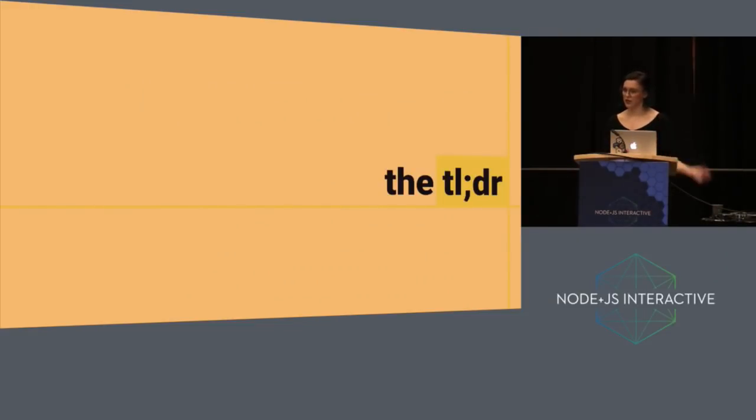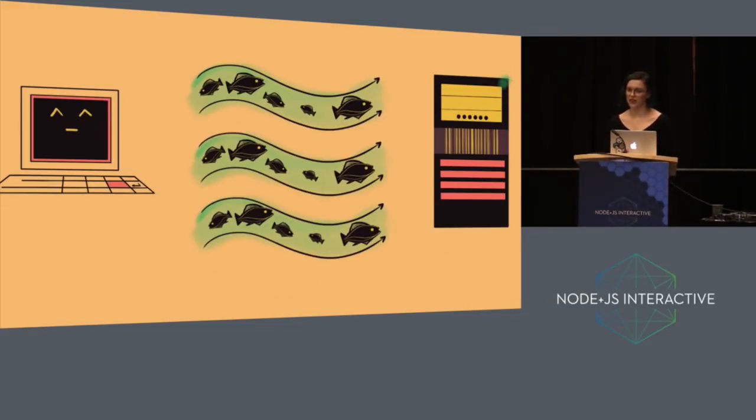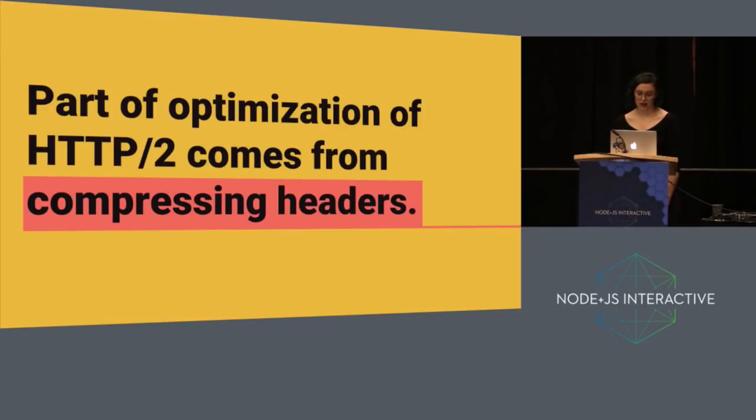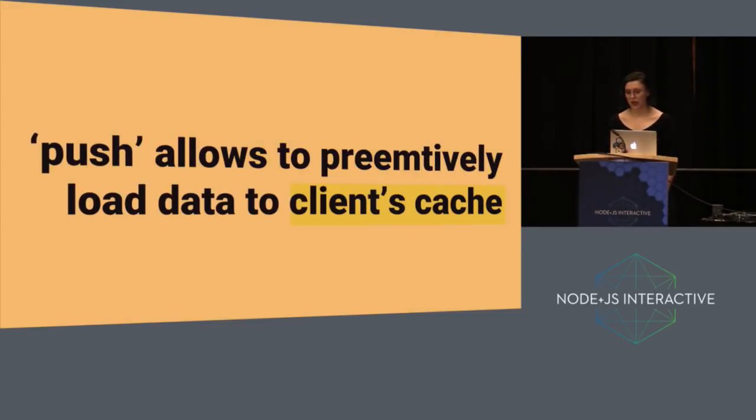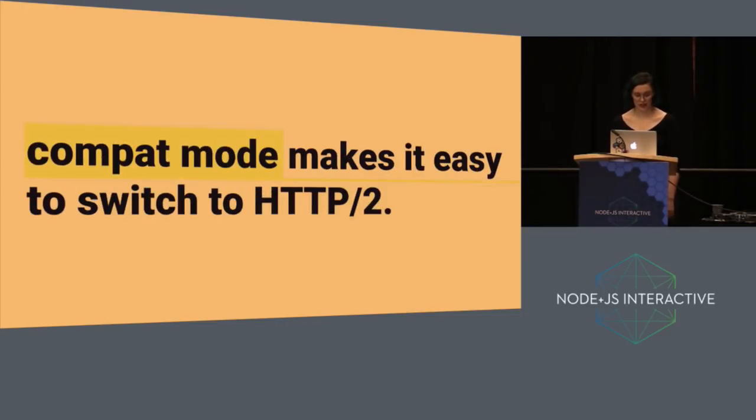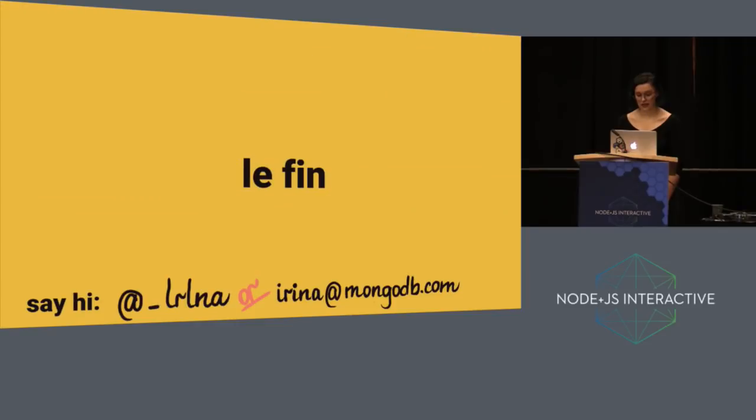So the TLDR, things we talked about here. Single connection, multiple streams, which makes this a lot faster of a protocol. Part of this fastness of the protocol comes from the fact that headers are compressed and are reused. We're able to work with flow control to prioritize the streams so they don't block the process you're working on. And you're able to preemptively send some data over to the client's cache. You can also work with compat mode, so you don't have to specifically work in HTTP2. And that looks like that.